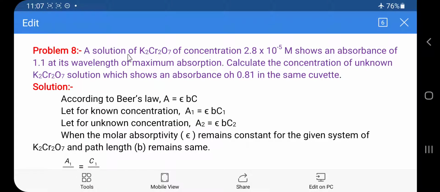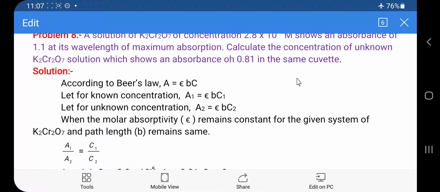In the first case, the concentration is given as 2.8 × 10^-5 and the absorbance is also given as 1.1. In the second case, we have to calculate the concentration of the unknown potassium dichromate solution, and the absorbance given is 0.81. But what is important is that in both cases the same cuvettes are used.